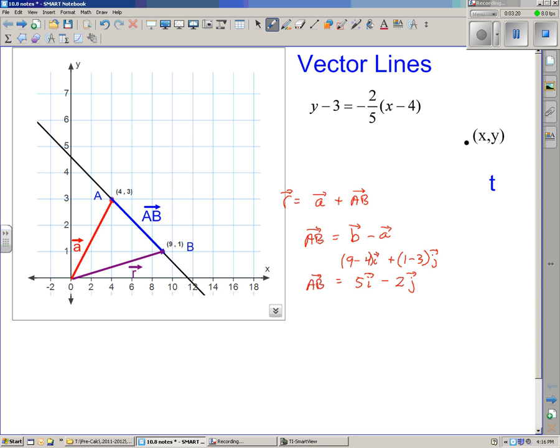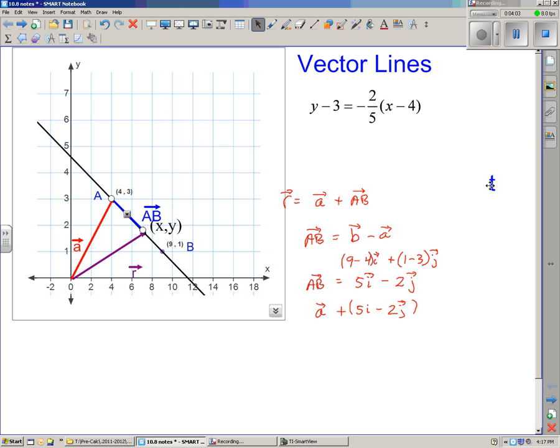Well, that means that if I do vector A plus 5i minus 2j, that would take me out to the point (9, 1). But I want to just get out to any random point. So I want to change this a little bit. Let's say I want to get to that point there. My picture is going to change a little bit. I don't necessarily always want to go to the point (9, 1). I might want to go to some other point.